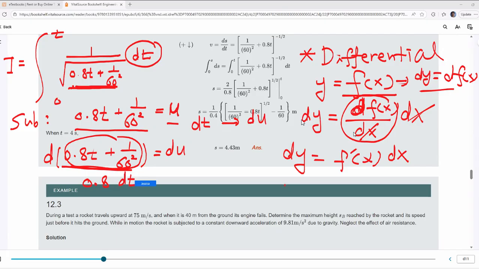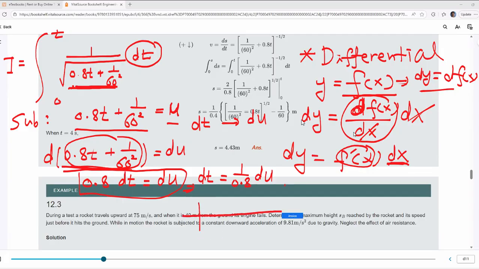See, I did this part, and then followed by dt, because we take the derivative with respect to t. That equals du. Now using this, we can replace dt: dt equals 1 over 0.8 du. Yes? So this is it. Then we have to change the lower limit and upper limit accordingly.